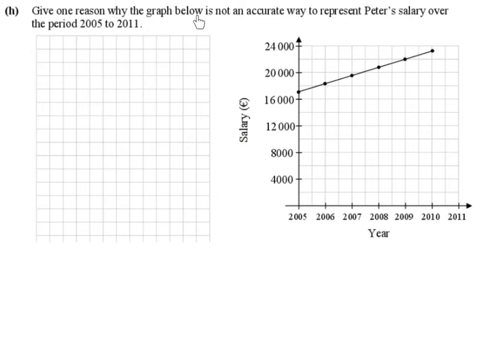Give one reason why the graph below is not an accurate way to represent Peter's salary over the period 2005 to 2011. So this is our x-axis representing the years from 2005 to 2011, and this is our y-axis representing his salary from 0 to 4,000, 8,000, 12,000, 16,000, 20,000, 24,000. And we can see that it starts at about 17,000 in 2005 and goes up as far as around 23,000 in 2010. So why is this not an accurate way to represent Peter's salary?